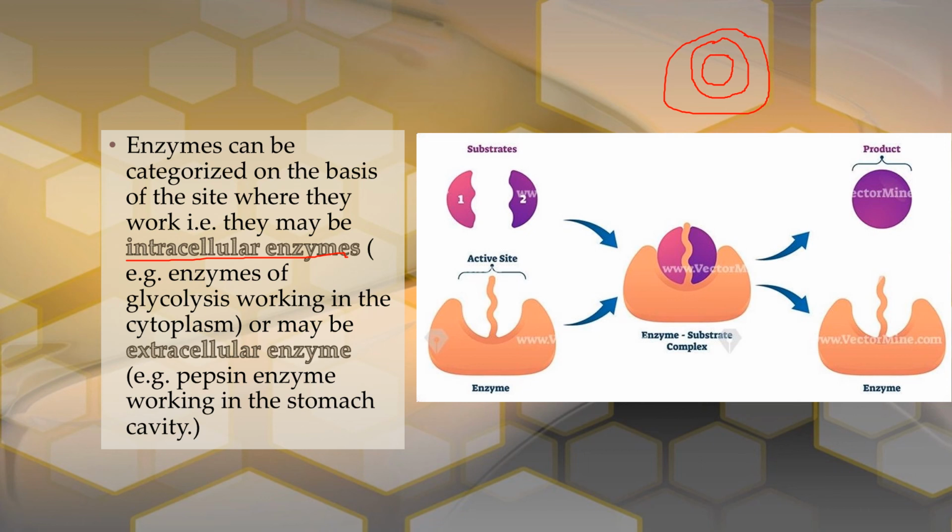Extracellular enzymes work outside the cell. For example, in the stomach cavity. In our next lecture, chapter number 8, we will study the gastric juice, where the enzyme pepsinogen works in the stomach. The stomach is a large organ. It contains many cells and tissues. So in the stomach, enzymes work outside of the cell. So this is the difference between extracellular and intracellular enzymes. So this is today's topic.